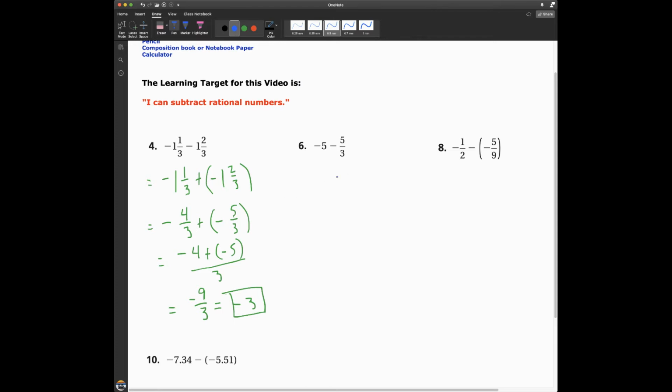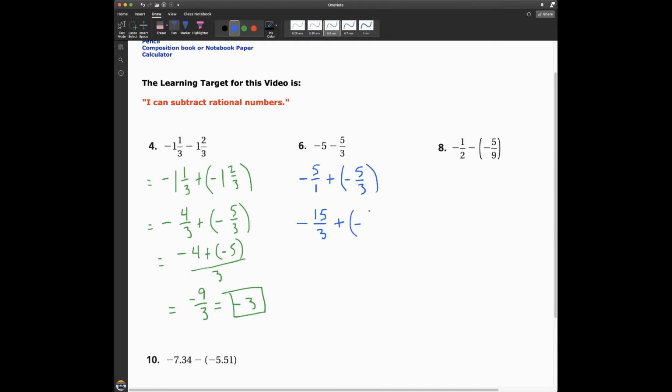Let's move on to number 6. So I'm going to write -5 like it's a fraction, -5/1. And then I'm going to add the opposite, turning it into an addition problem. And again, I can't add these until I have a common denominator, which in this case would be 3. So for this rational number, -5/1, that's the same as -15/3 because I multiplied numerator and denominator by 3.